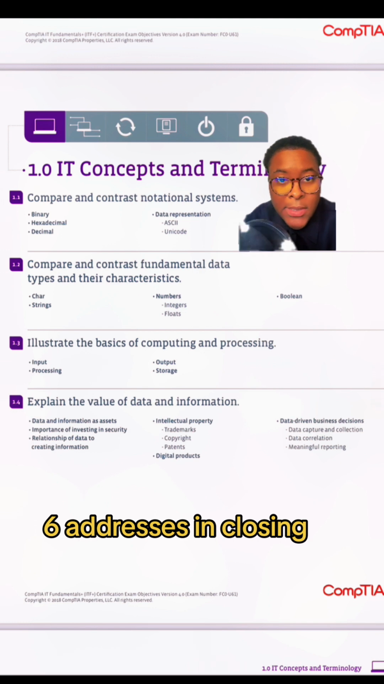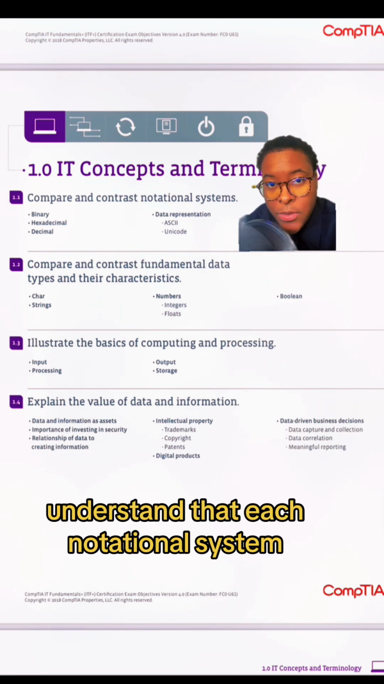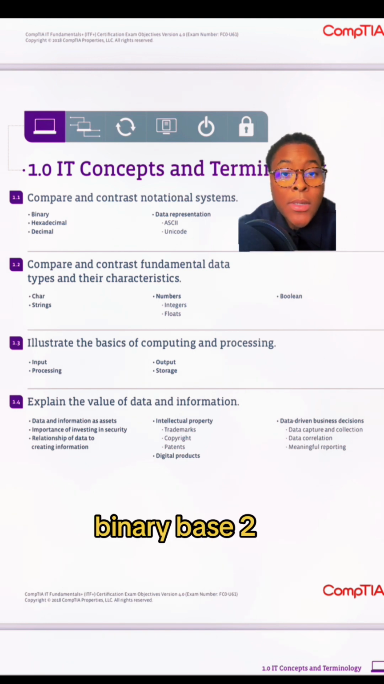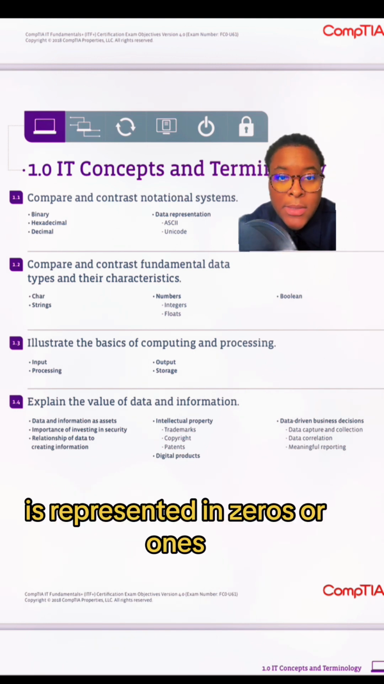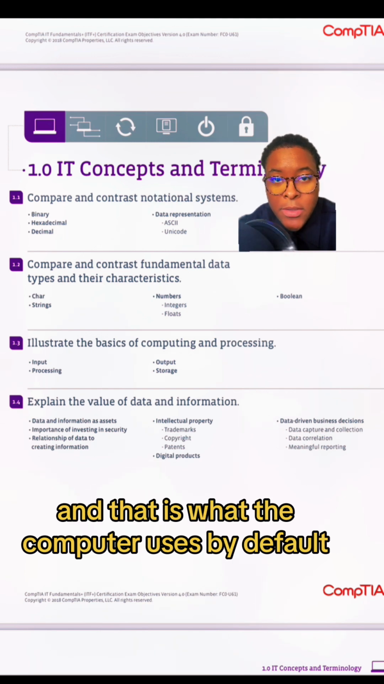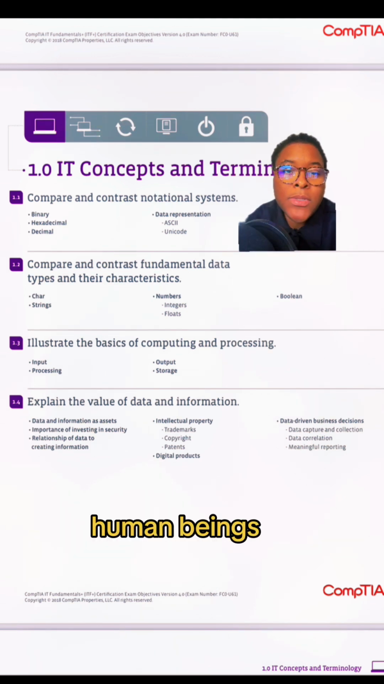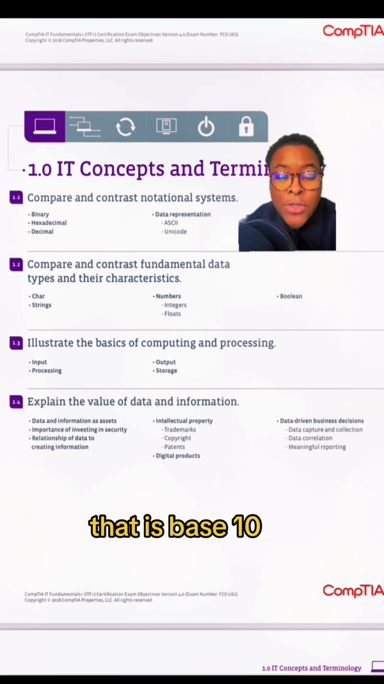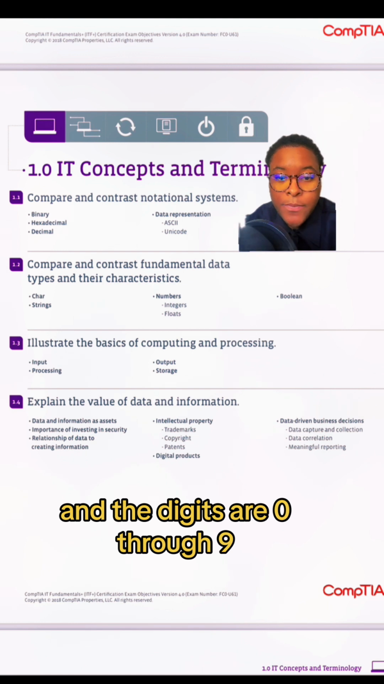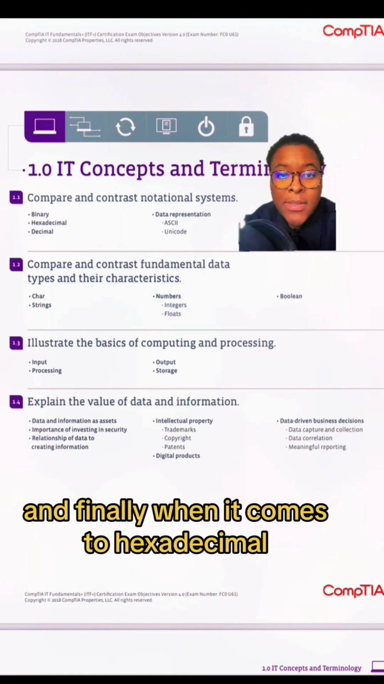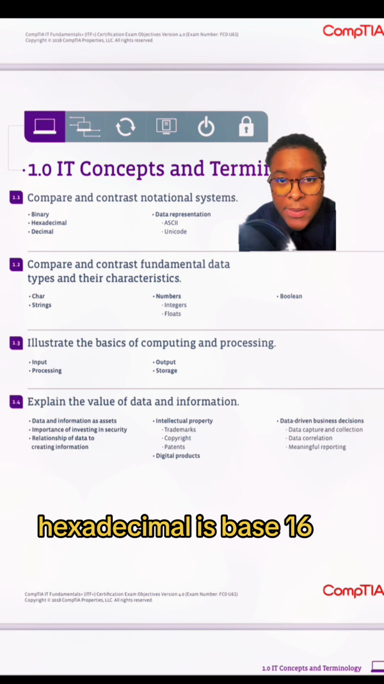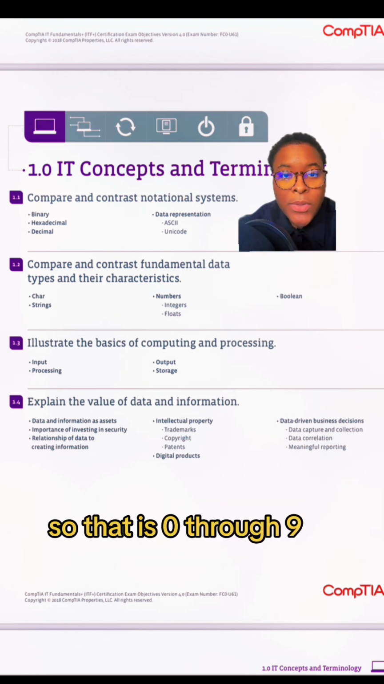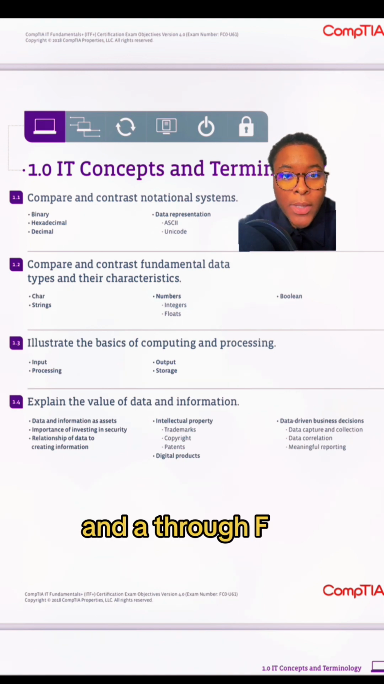In closing, understand that each notational system serves a particular purpose. Binary base 2 is represented in zeros or ones, and that is what the computer uses by default. Human beings use the decimal number system. That is base 10 and the digits are 0 through 9. And finally, when it comes to hexadecimal, hexadecimal is base 16, so that's 16 different characters. So that is 0 through 9 and A through F.